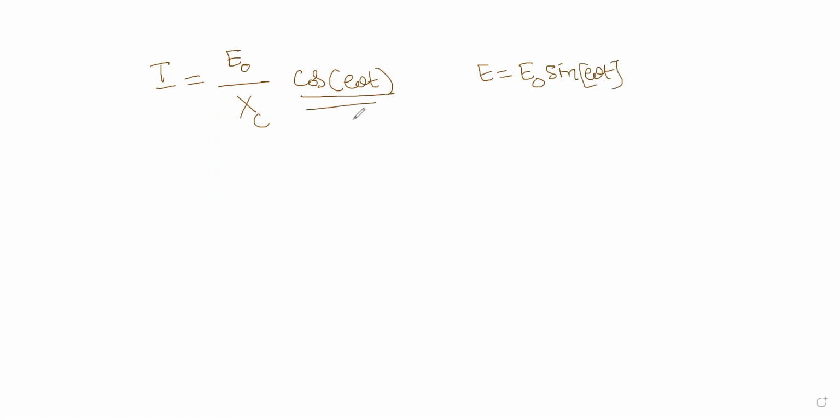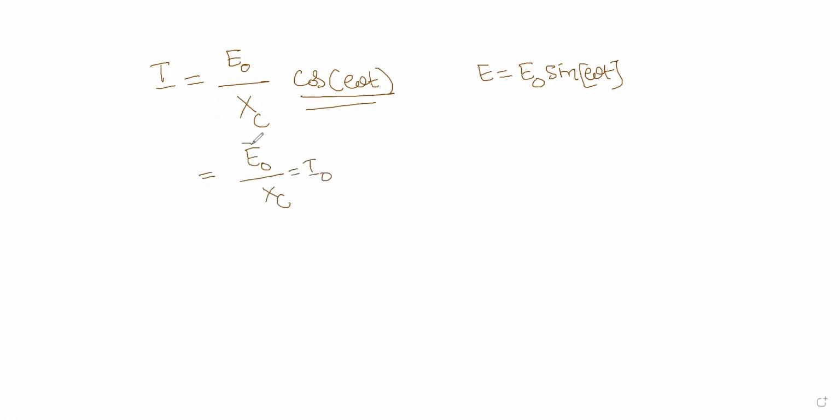See, I is equal to E naught by XC. Now our equation goes like this: E naught by XC cos of omega t. And now I have to compare with E is equal to E naught sine omega t. So to compare these two and find the phase difference, let's change this into sine function. So I will write E naught by XC, which is nothing but I naught.